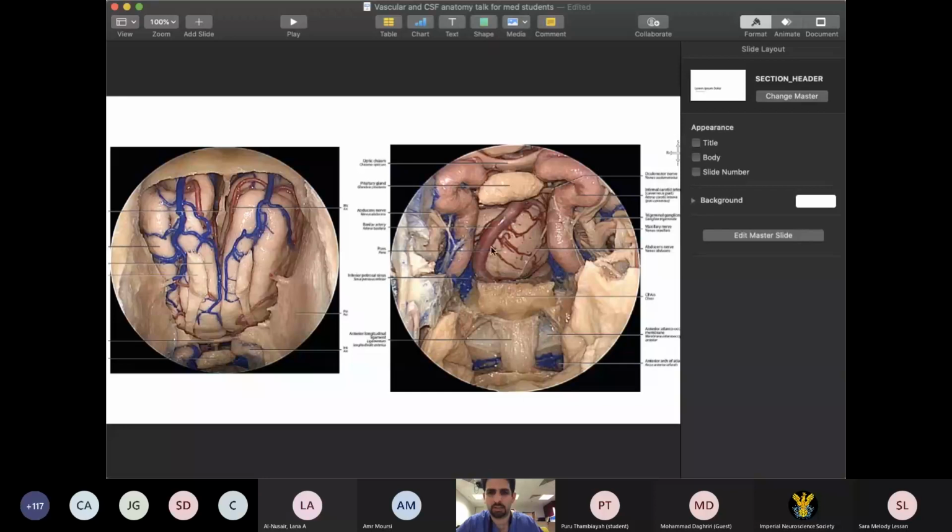It's not a million miles away, but there is an important bone that we have removed to demonstrate that point. Again, you can see the optic nerves up here.